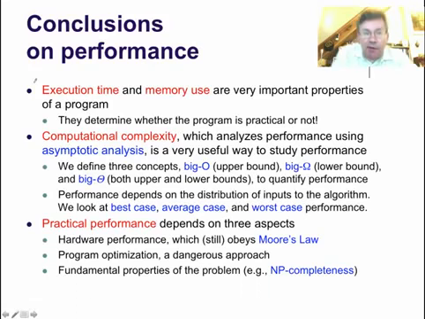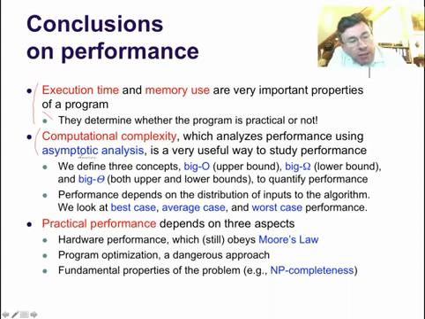Now let me summarize all we've seen on performance. So first of all, we've seen that execution time and memory use are very important properties. They connect the abstract execution of the machine to the real world, so they determine whether a program is practical or not. And in order to reason about that, we've introduced an approach called computational complexity.